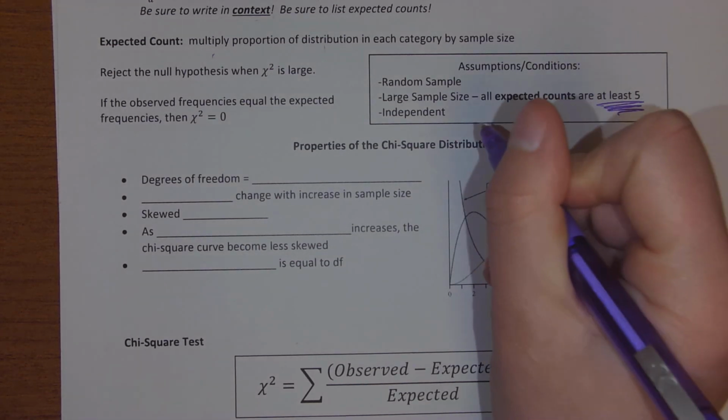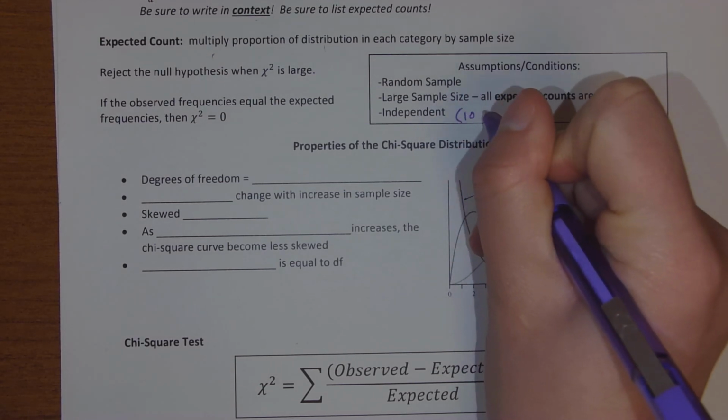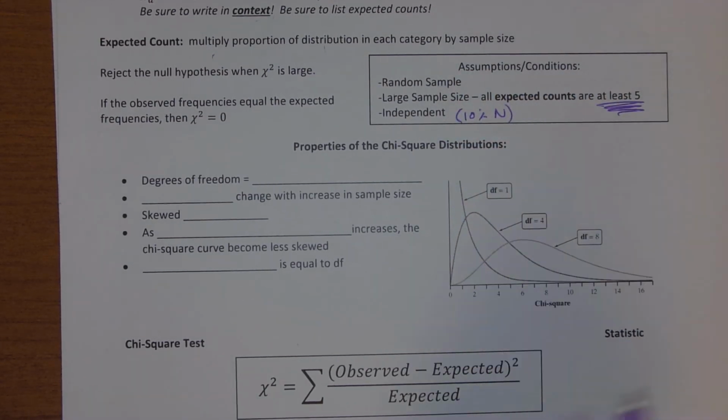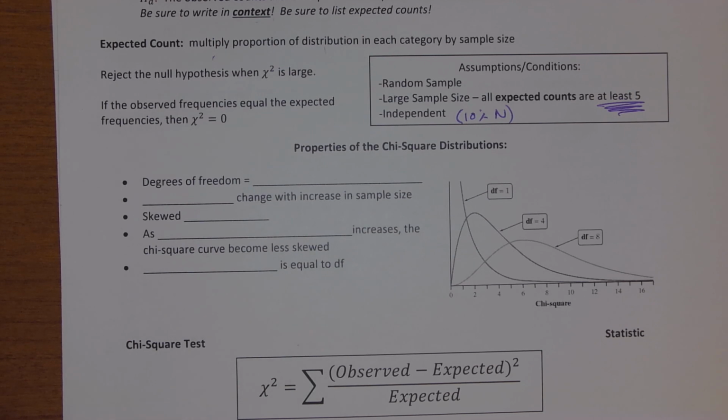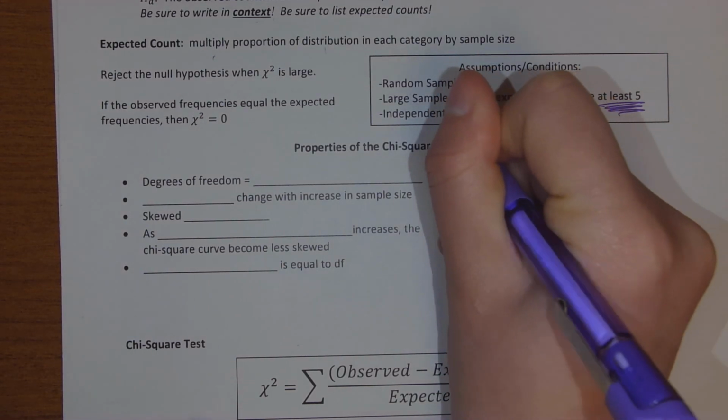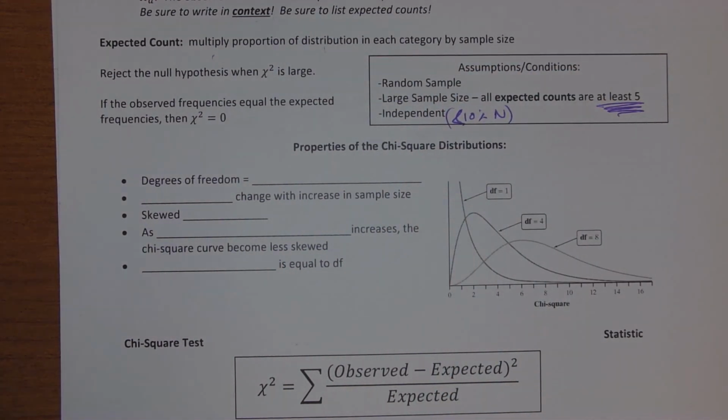For independence, as I've been reading through different sources, it does seem that the main thing they're interested in here is the 10% of the population rule. So when you're checking for independence, just check that the sample size is less than 10% of the population, and you should be good to go.